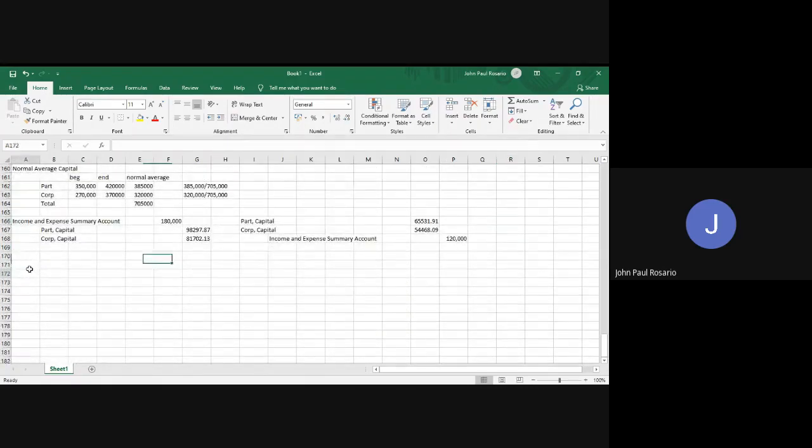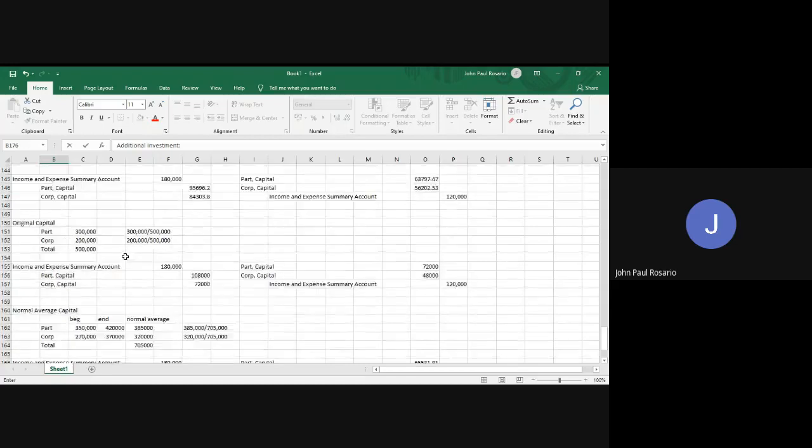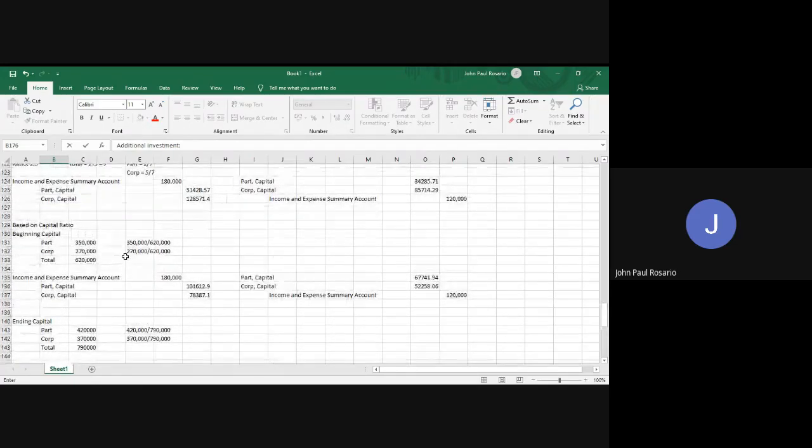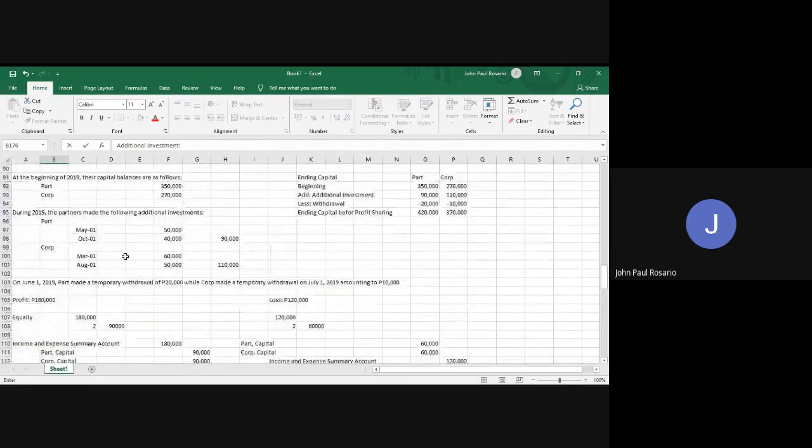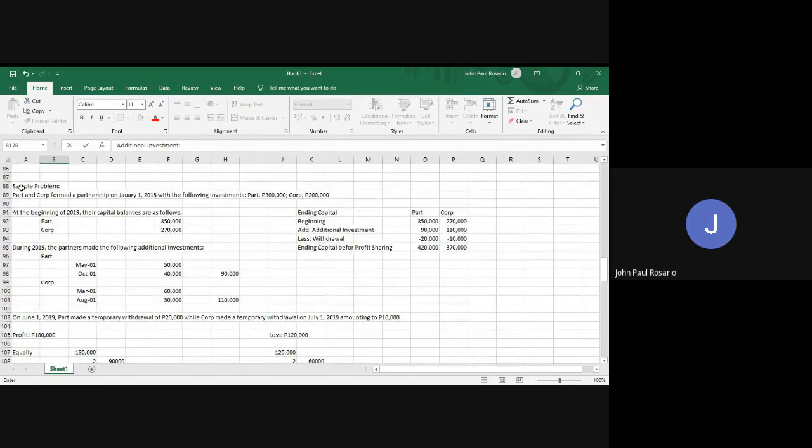So, moving average capital. For moving average, we include all the movements. So, for Part, the beginning, and then additional investment. Where was it? Okay, to make it easier, let's copy everything.